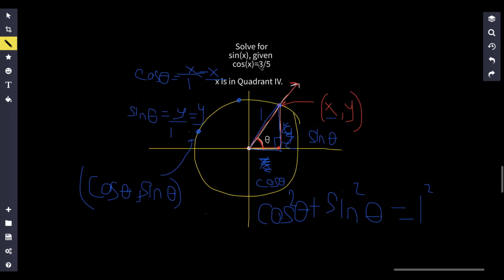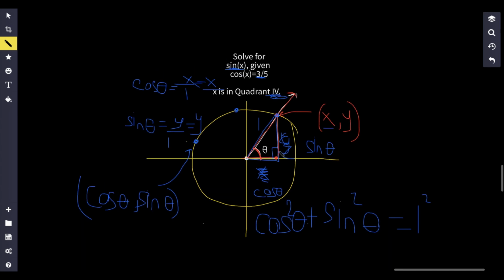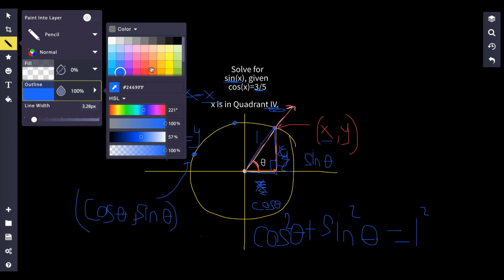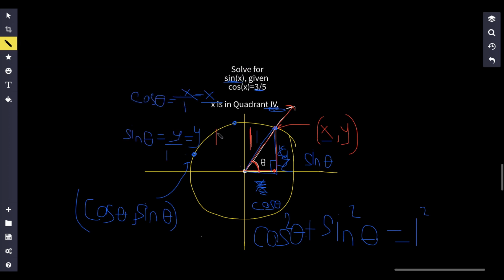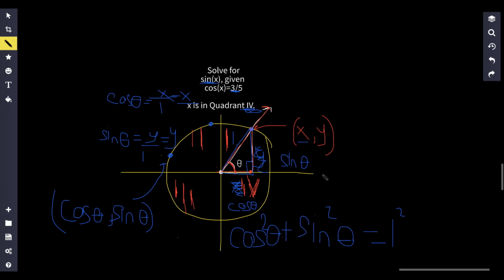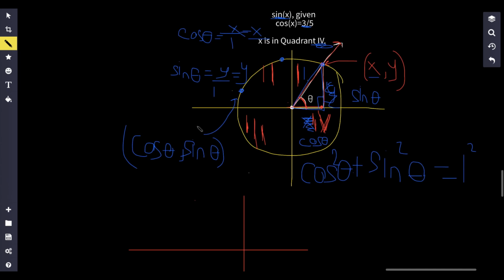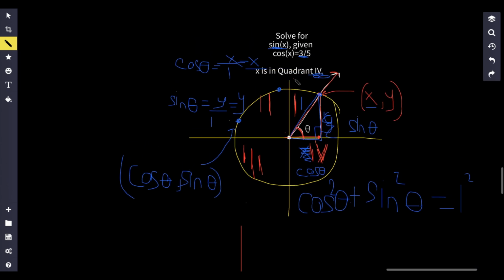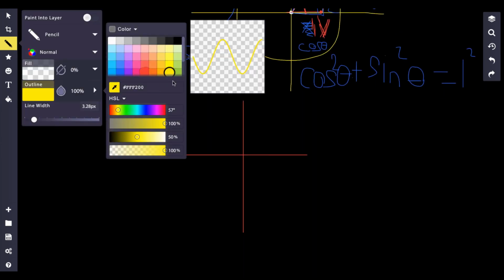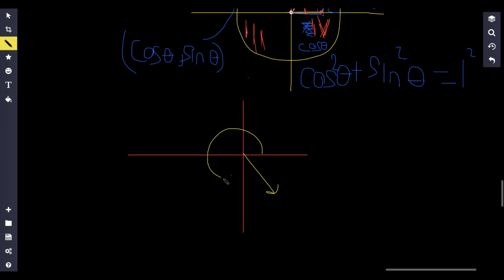Now, we're asked to solve for sine of x, given cosine of x is equal to 3 over 5 and x is in quadrant 4. So remember, you have 4 quadrants, right? This is quadrant 1, this is quadrant 2, this is quadrant 3, and then this is quadrant 4. Okay? This is 1, 2, 3, 4. It's always counterclockwise. Now, when it says x is in quadrant 4, all that's saying is that the angle that I've created is in the 4th quadrant. Okay?